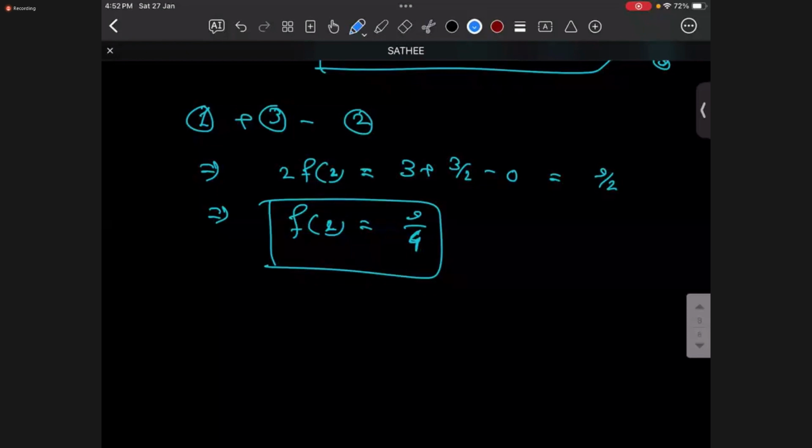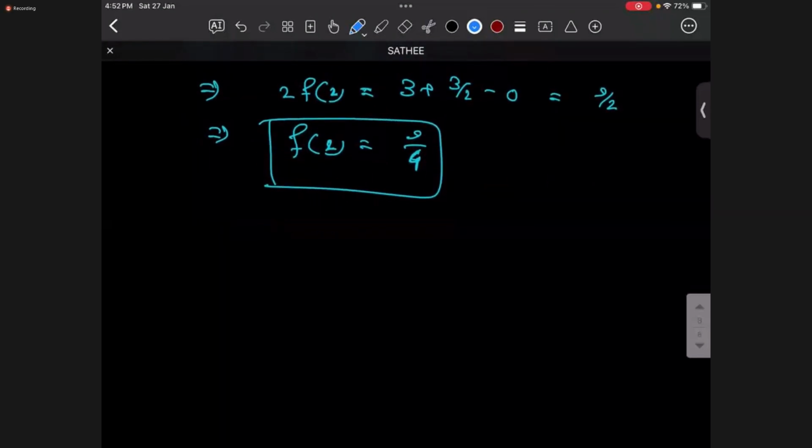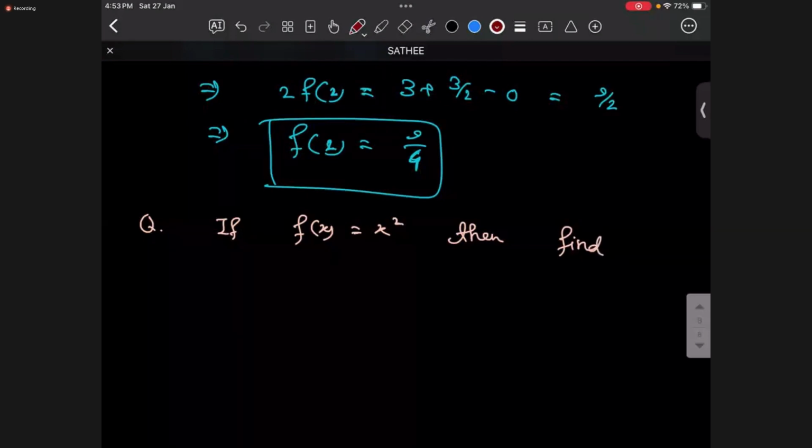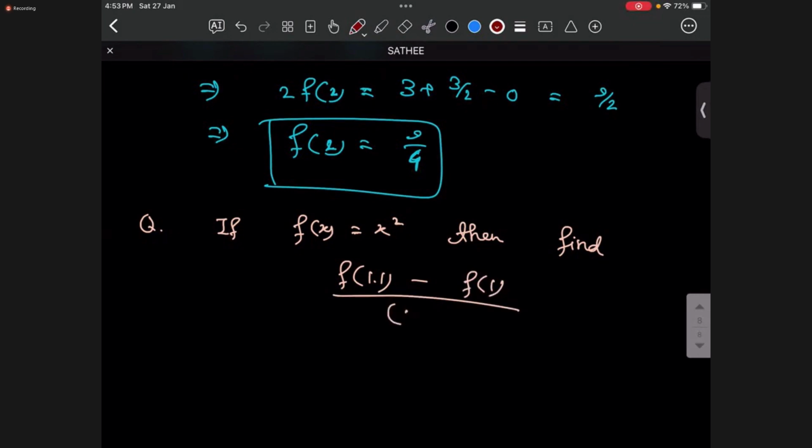Okay. So let us finish today's lecture with the last example. If a function f is equal to x square, then find f(1.1) minus f(1) over 1.1 minus 1.